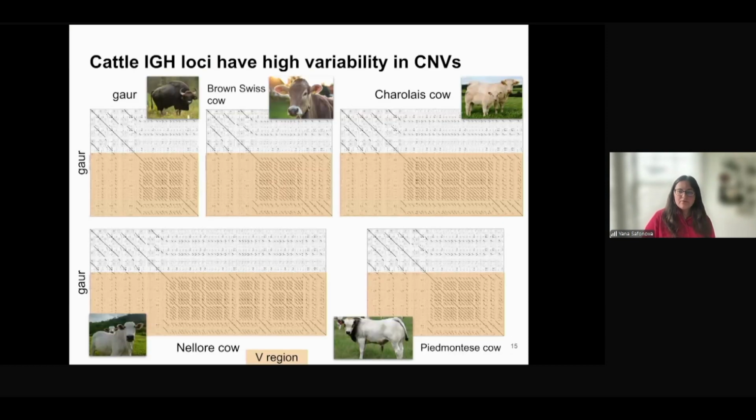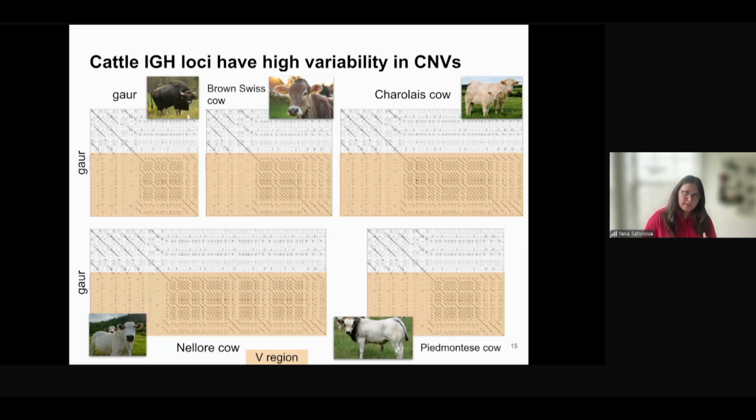And it's also very important for the cattle. So we already looked at one example of a Piedmontese cattle, but if we compare cattle across various breeds and also look at closely related species such as the gaur, we see that this highly repetitive structure of the immunoglobulin heavy chain loci is a very common feature. So it probably means that it emerged even before all these breeds were formed and even before the gaur split from the cattle.